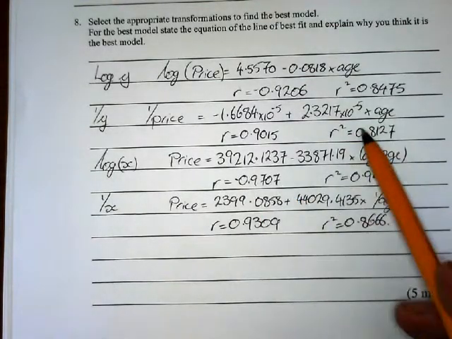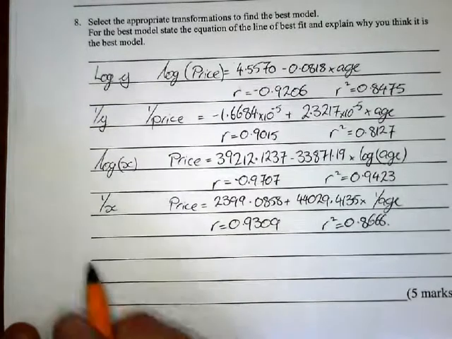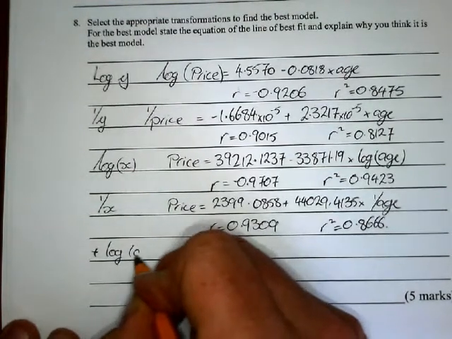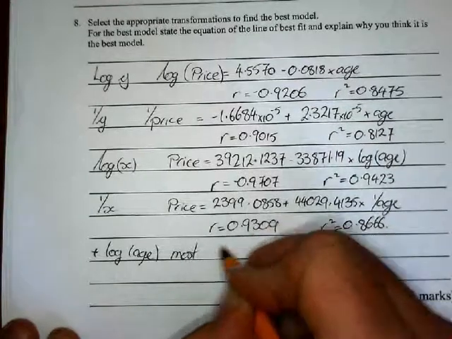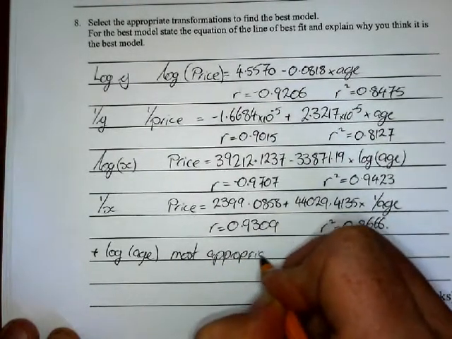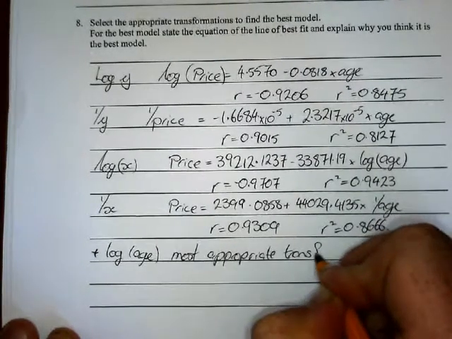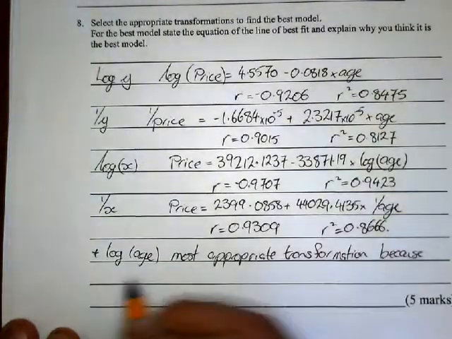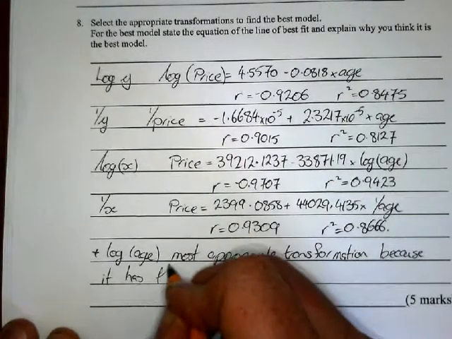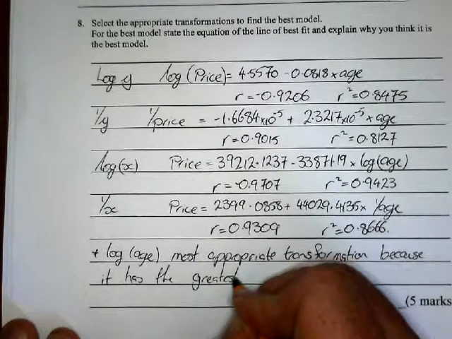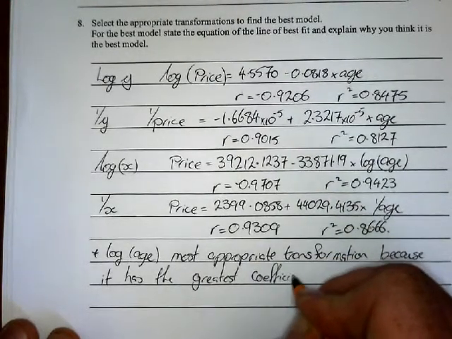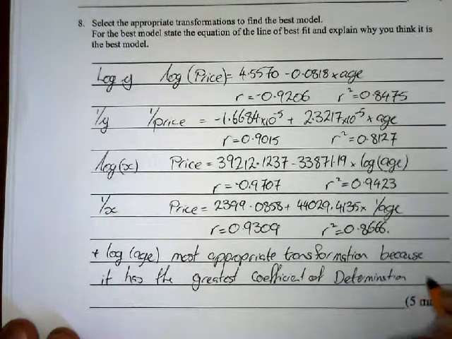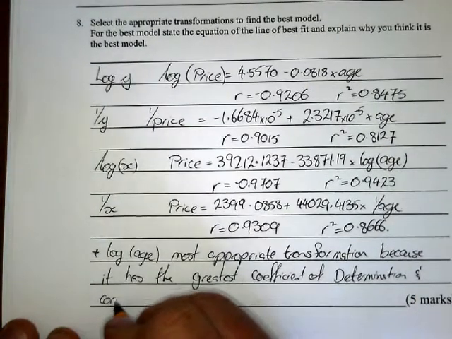Alright, so that's the last bit, explaining why. So, log age, the most appropriate transformation, because it has the greatest coefficient of determination and correlation coefficient. Okay, either one of those would be ace.